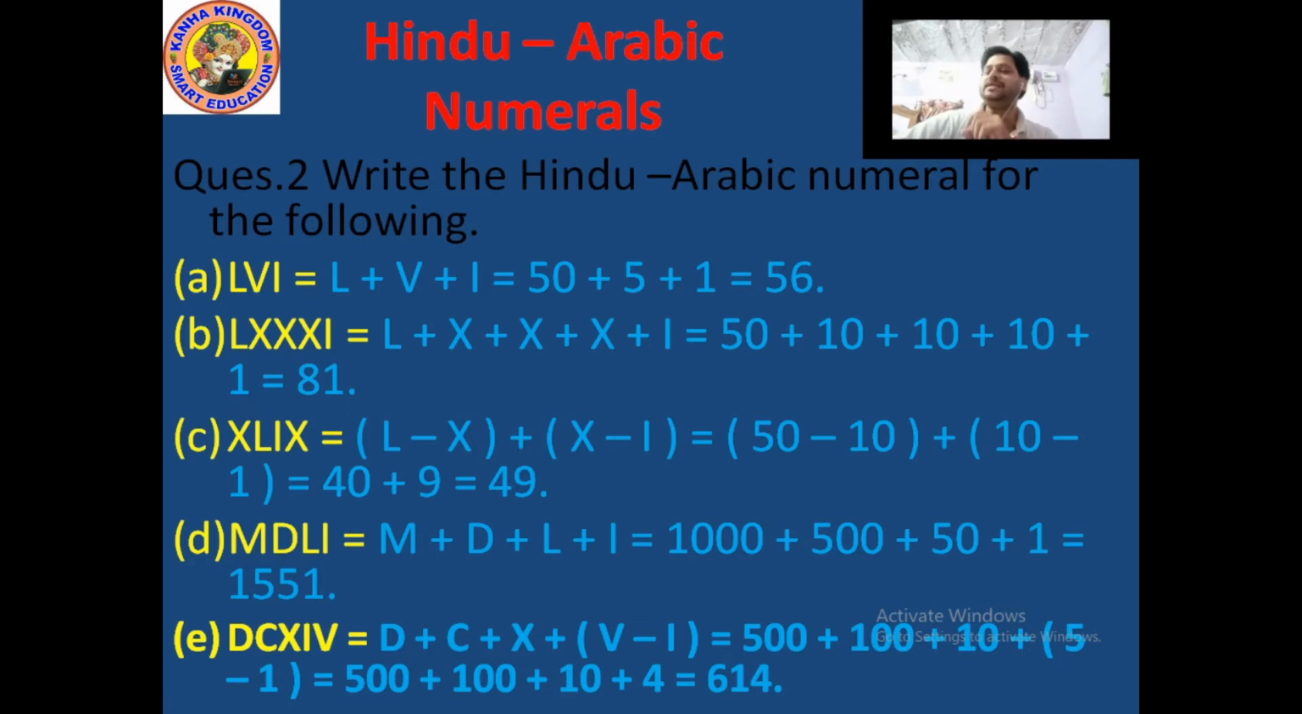So it is very easy. What you have to do? You just add all the 3 letters. Means L plus V plus I. Means L equals to 50 plus V equals to 5 plus I equals to 1. So 50 plus 5, 55, and 1, 56. Easy? Yes. Now move to second part of this question.